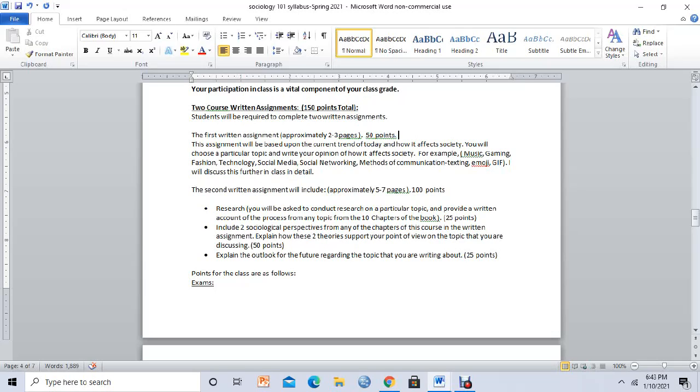It includes 2 sociological theories from any chapters of the course for the written assignment. So you can pick 2 theories that we discussed in the course, and you explain how these 2 theories support your point of view on the topic that you are discussing. So the 2 theories are going to say what you agree and what you disagree with, as far as what the theory says about your topic. And you tell me how you agree or disagree.